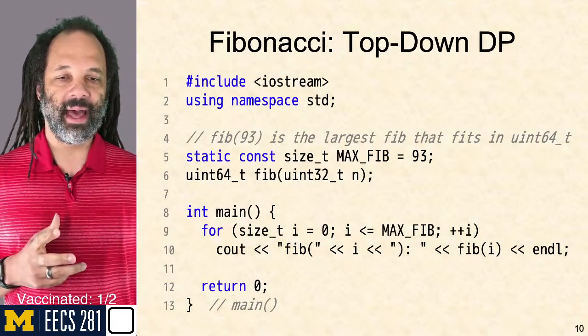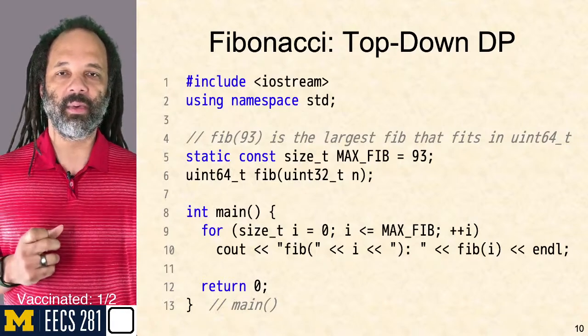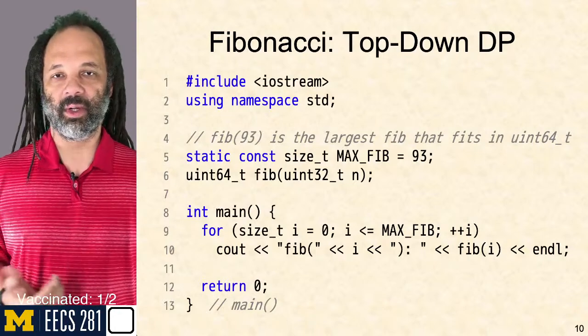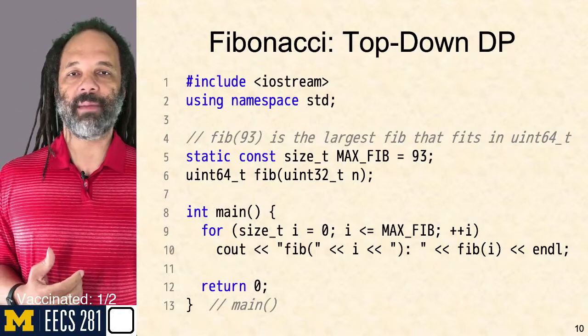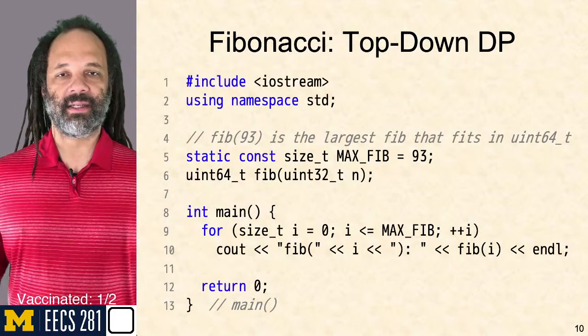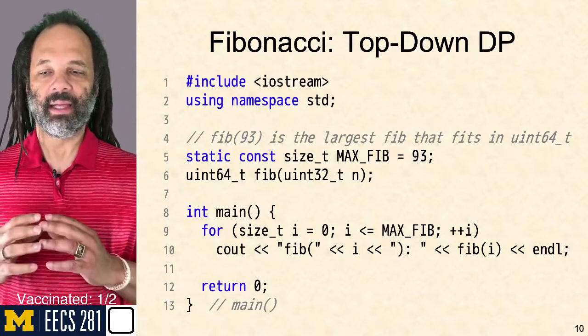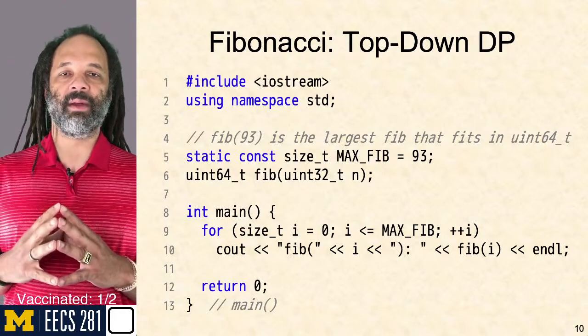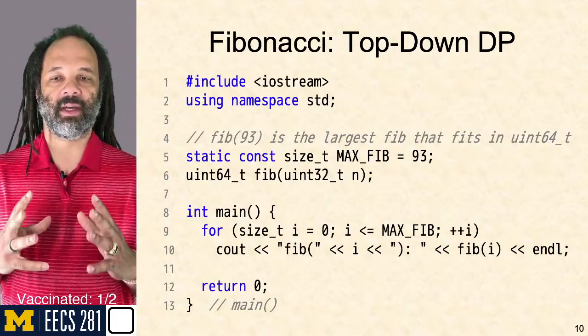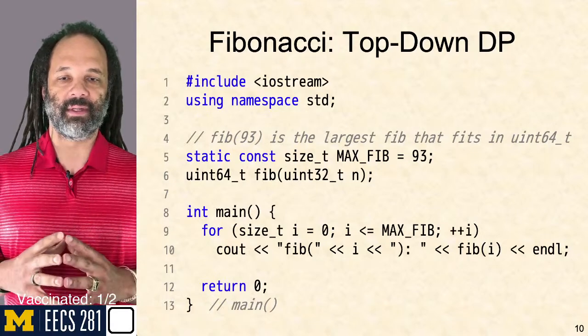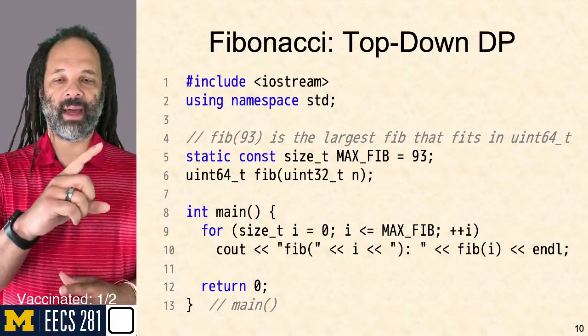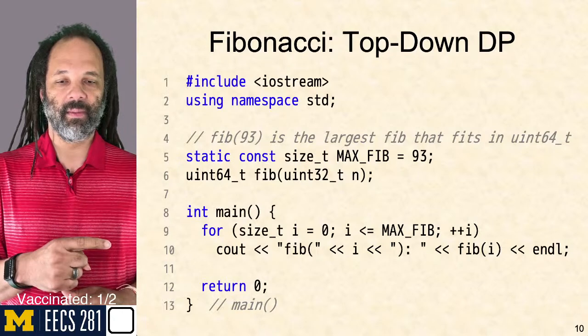Why do I say that? Because I'm using a uint64_t, or something similar to a size_t, something that takes 8 bytes of integer data and doesn't have a sign bit. So the largest number I can represent in there is Fibonacci number 93. Anything bigger than that is going to cause overflow, and I have to get to some data type that is not native to C++. So that's why my loop goes here from 0 to max fib.